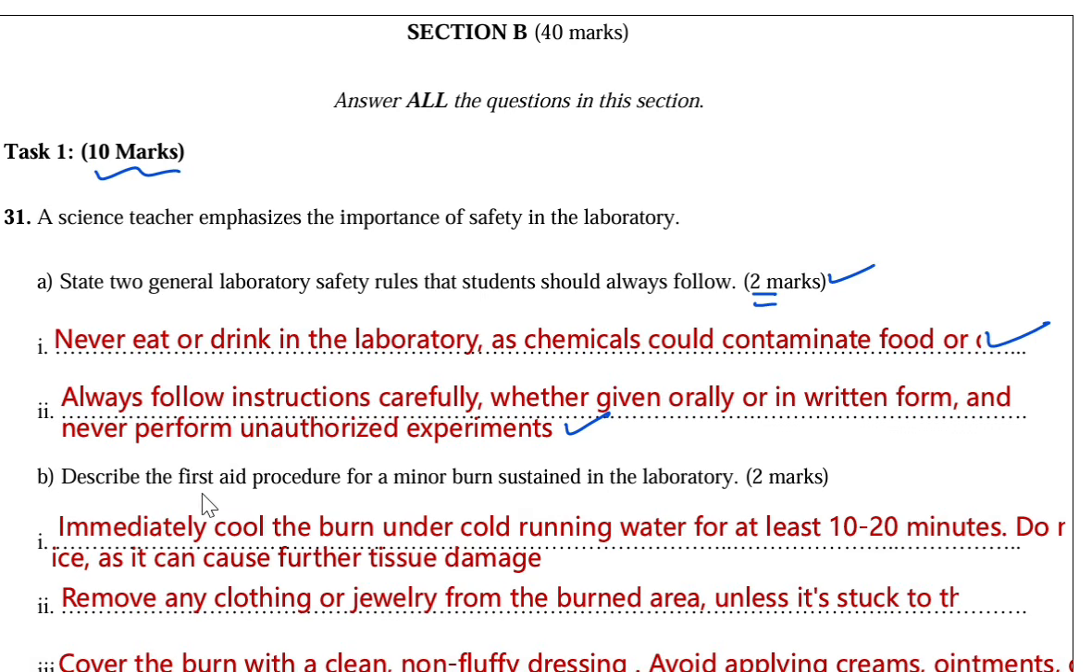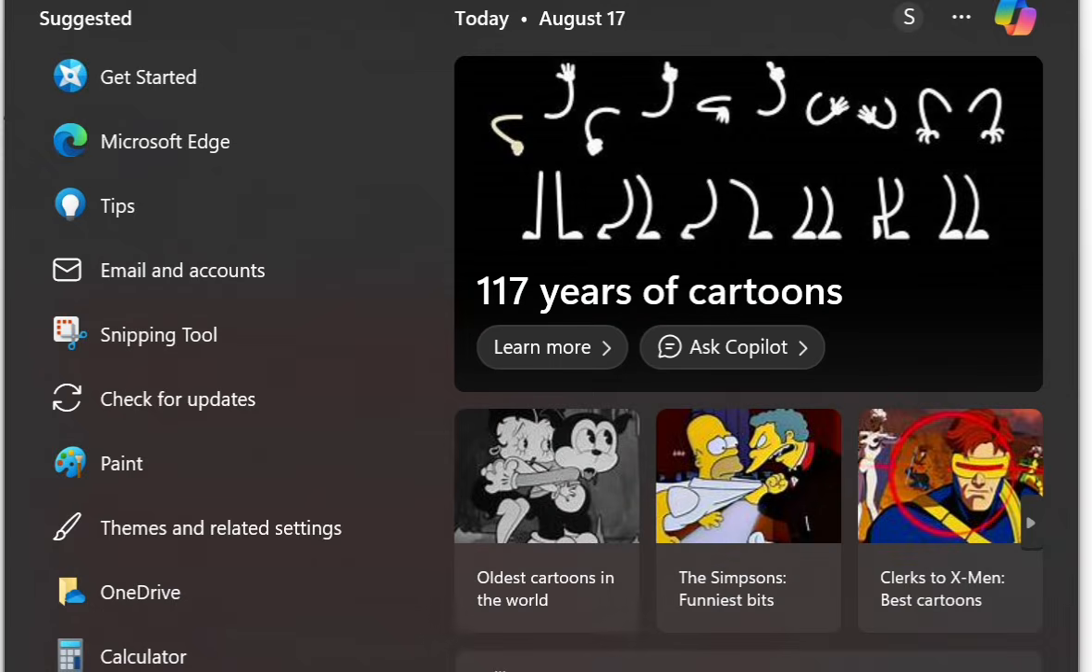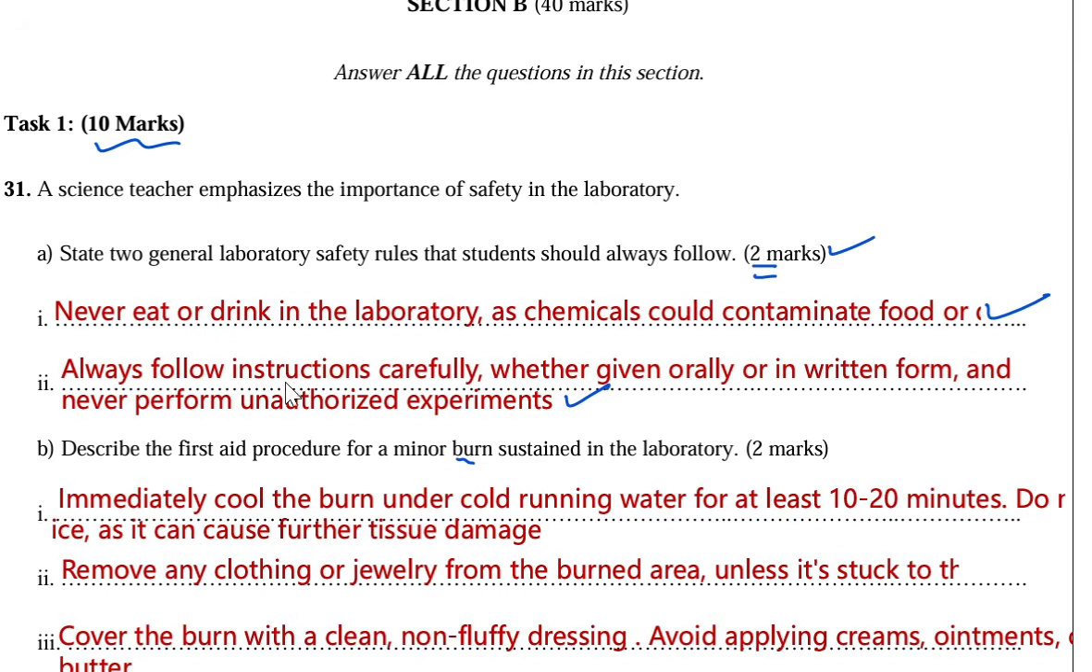Describe the first aid procedure for a minor burn sustained in the laboratory, 2 marks. So this is grade 7 work. The first step is to immediately cool the burn under cold running water for at least 10 to 20 minutes. Do not use ice as it can cause further tissue damage. So the first step is to cool down by using running water.